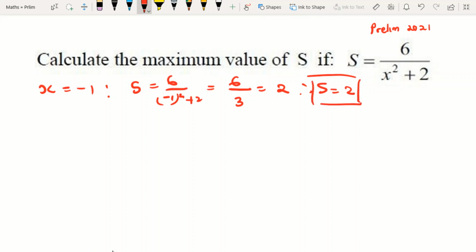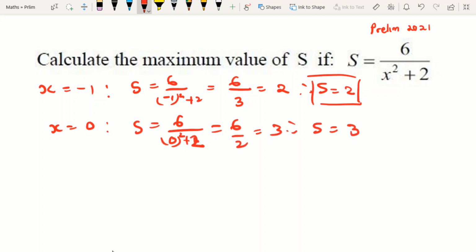And let's say, because if you're going to say x is equal to minus 2, the denominator is going to be bigger, meaning s will be smaller too, right? So if it's 2, maybe it's going to be 1 or it's going to be 0. It's just going to be smaller. So it's pointless to continue on that one. So let's try out 0. So x is equal to 0. s is equal to 6 over 0 squared plus 2, which is 6 over 2, equal to 3. So therefore s is equal to 3, right?